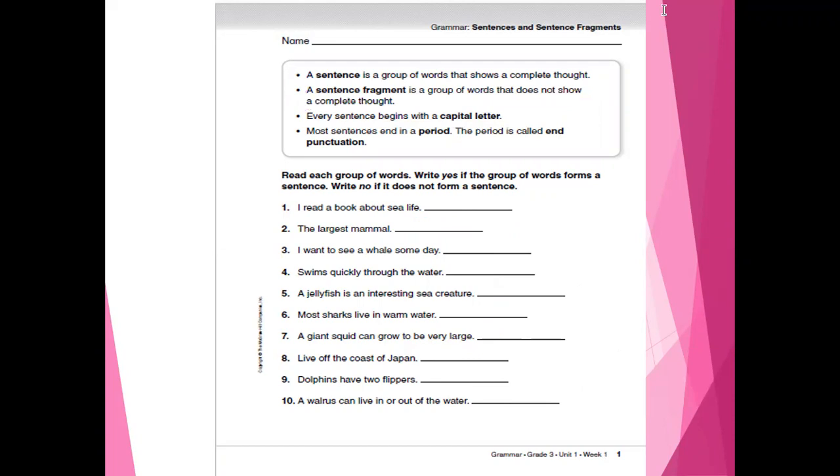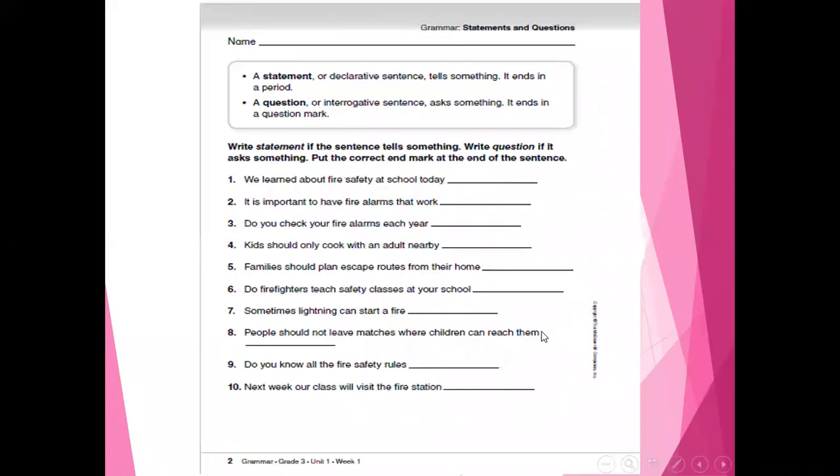So erase it and turn your page. Here we have statement or question. The statement, or declarative sentence, I told you the statement has another name. A declarative sentence tells something and ends with a period. The question, or interrogative sentence, asks something and ends in a question mark. So now let's start to solve. Let's read the directions. Write statement if the sentence tells something, write question if it asks something. Put the correct end mark at the end of the sentence.